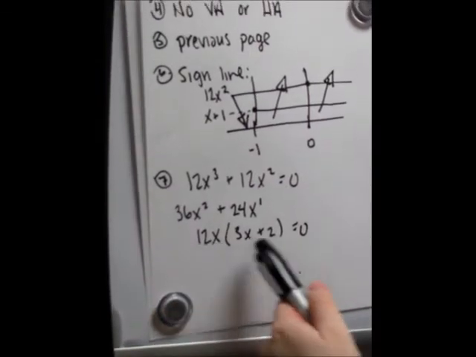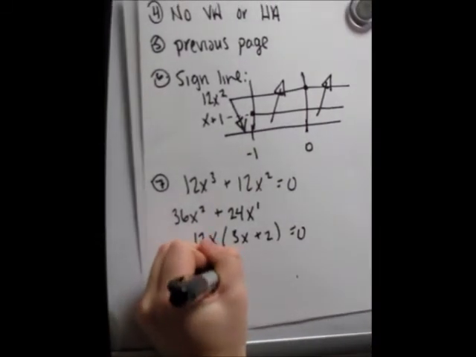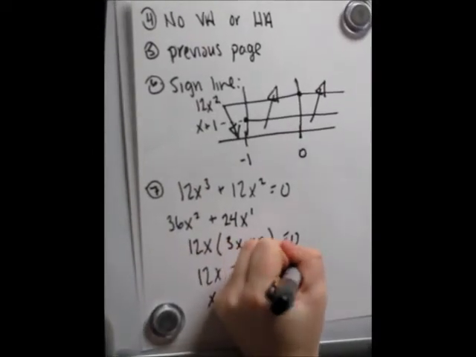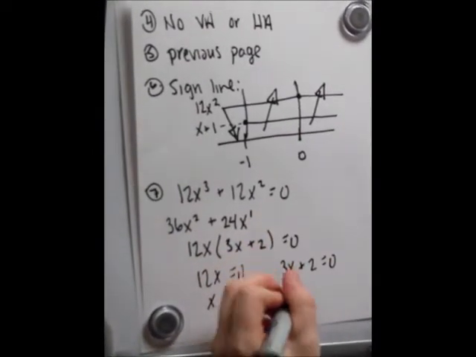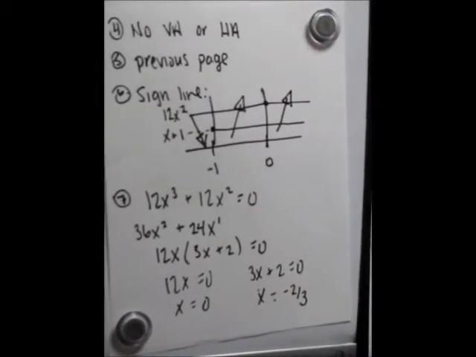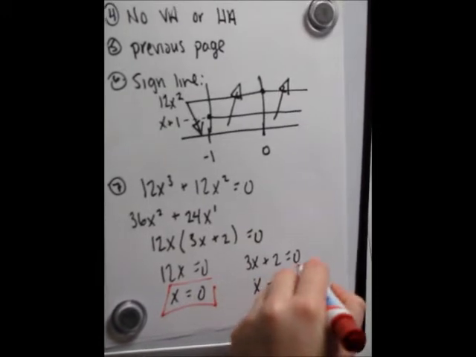You'll set each of these equal to 0 again. So 12x equals 0, you'll get x equals 0. 3x plus 2 equals 0, you'll get x equals negative 2/3. And I'm going to circle these in red again because you're going to need them later.